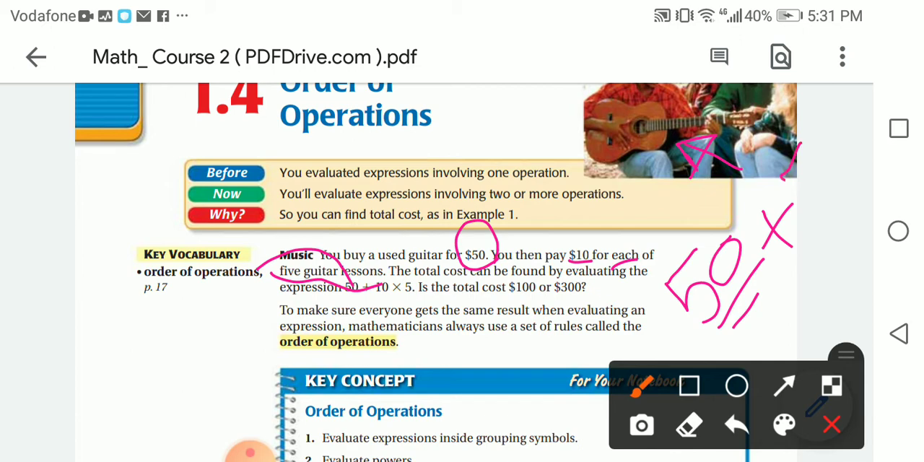So for every guitar lesson, I pay what? I pay $10. So 50 is the cost of the guitar, and for each lesson I pay $10. How many lessons here? 5 lessons. So 5 times 10. The question is, is the total cost I pay $100 or $300?